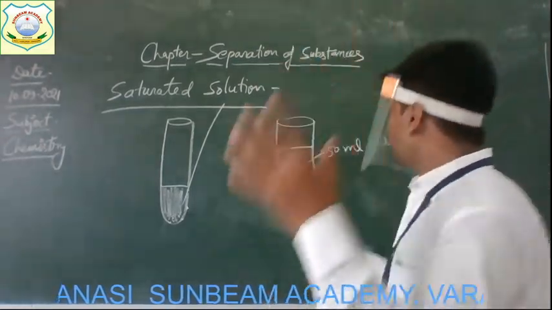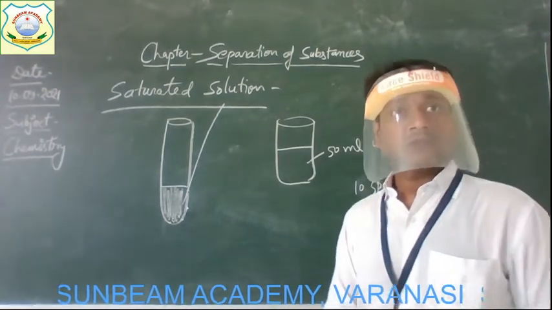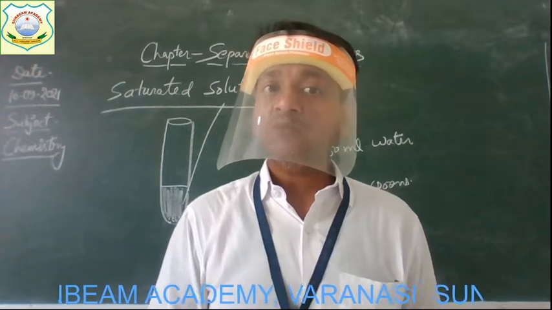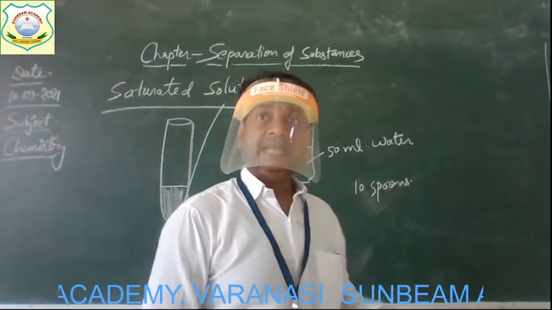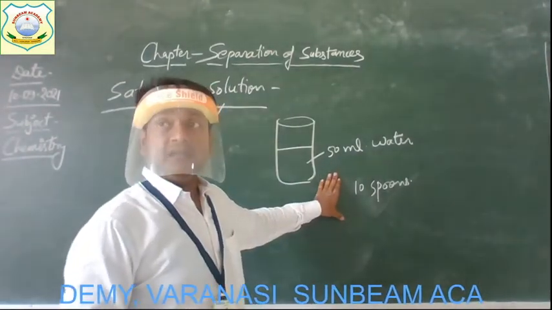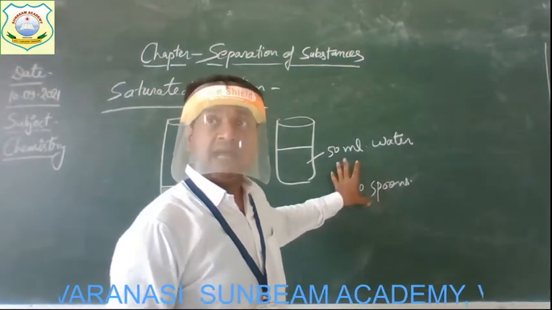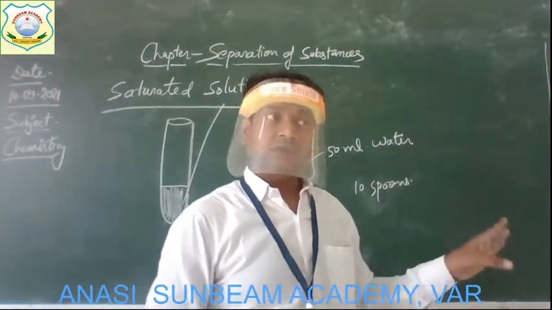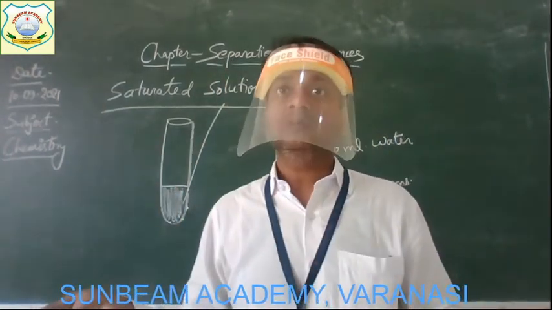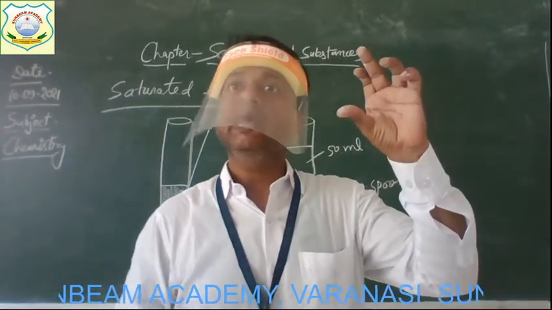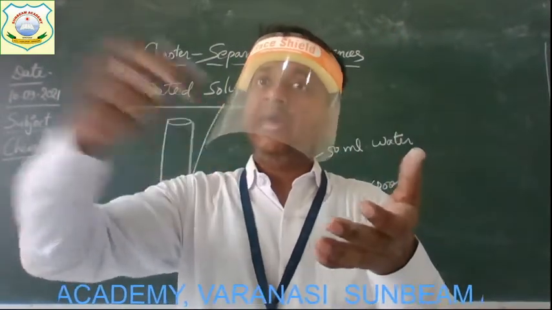Get it? Suppose you have added 10 spoons. Alright. How many spoons of sugar have you added? 10 spoons of sugar. So, what will you get at last? You will get the saturated solution of water and sugar in this glass of water. Get it? Understood? And now try to do the same activity with salt also. Take some water in a big test tube and add one by one a spoon of sugar, salt in it and stir it. Add 1 spoon, stir.